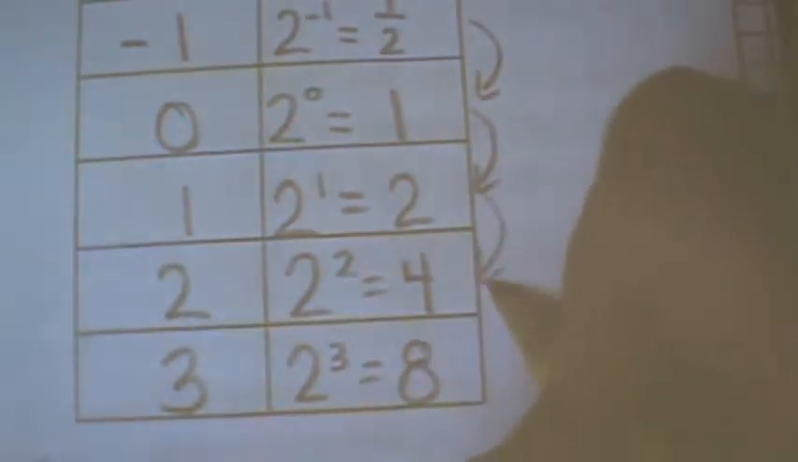So how are you going from here to here? You're multiplying each of these by 2. And that's an example of what exponential growth is. You're multiplying each of these by 2. It's growing exponentially. So let's graph this. What does it look like? Over -1, up 1/2. Over 0, up 1. Over 1, up 2. Over 2, up 4. Over 3, up 8.